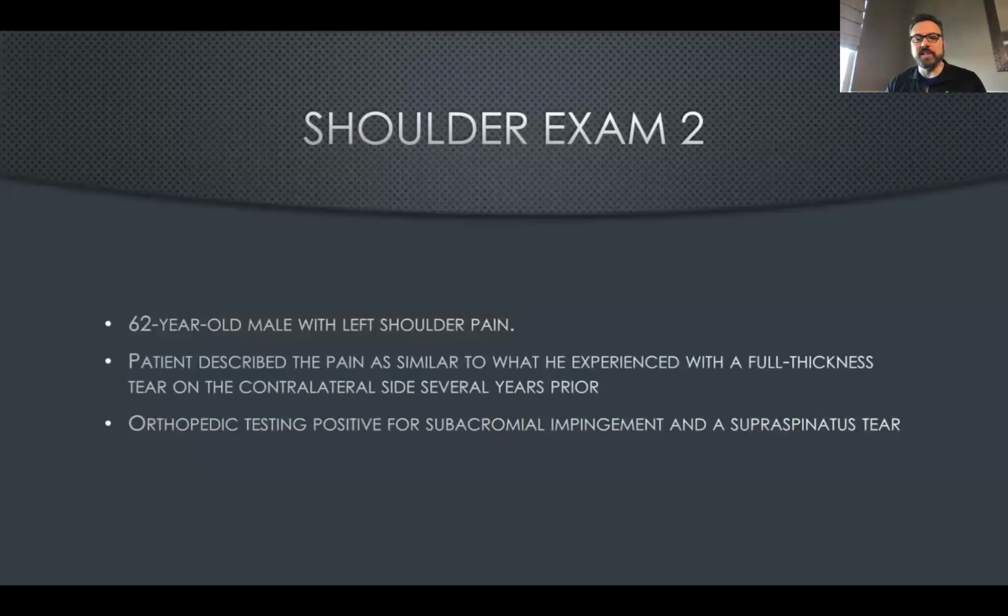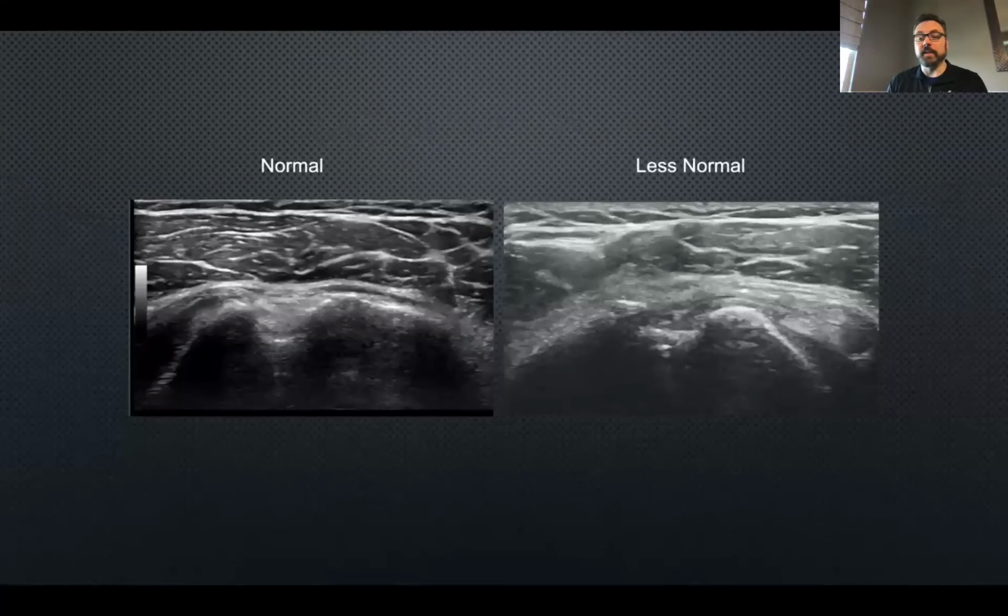Okay. This is another patient. This gentleman was 62 years old, and he described the pain as being identical to something that he experienced on the other side a few years prior. They did some orthopedic testing and it was positive for subacromial impingement and a supraspinatus tear. So that's what they expected going into the examination. And this is what they found when we were going through the examination.